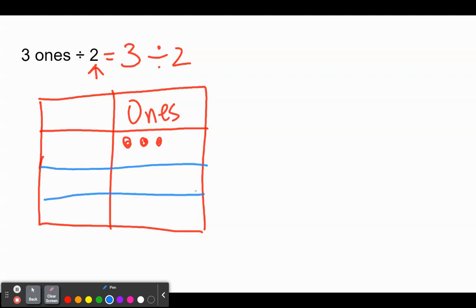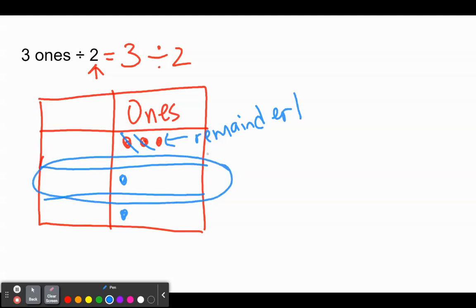So there's 2 groups. If I have 3 ones and I divide them into 2 groups, I'm going to put down 1 here, another one here. But I have 1 left over. I don't have enough to put that one into another group. So I have a remainder of 1. So in one group, I have 1, but 3 ones divided by 2 has a remainder of 1. So 3 divided by 2 has a remainder of 1.